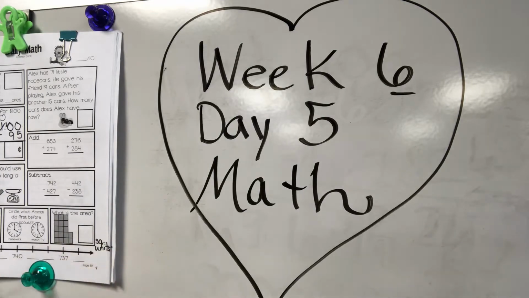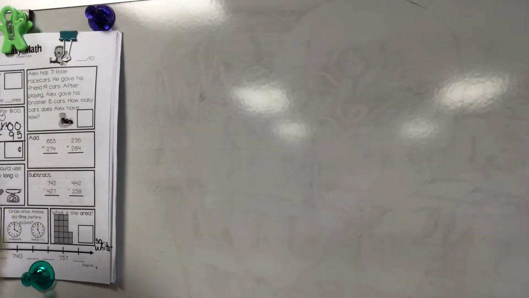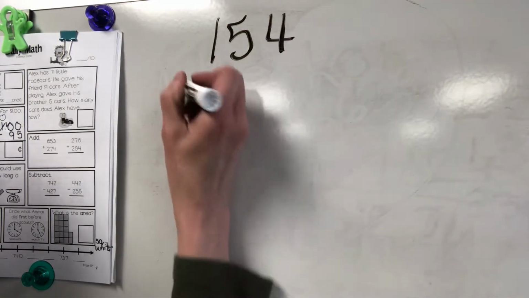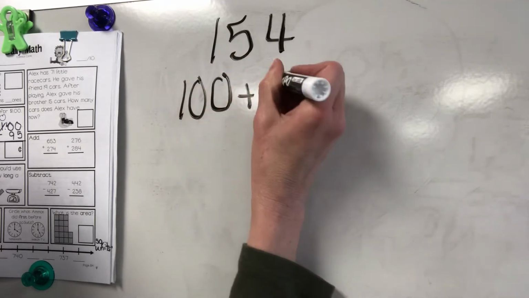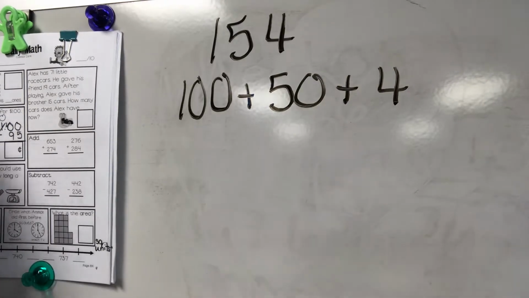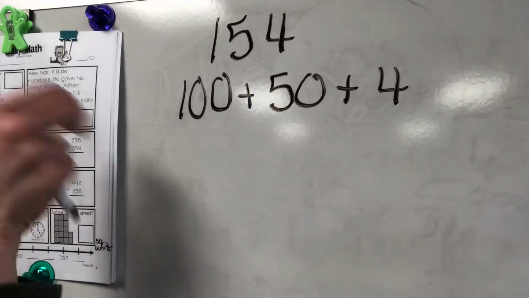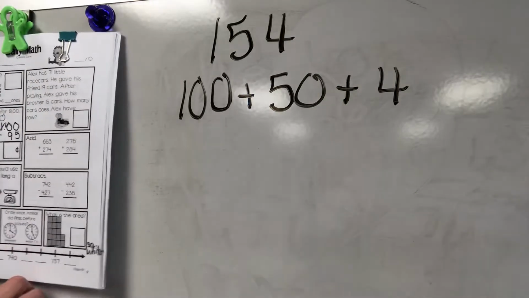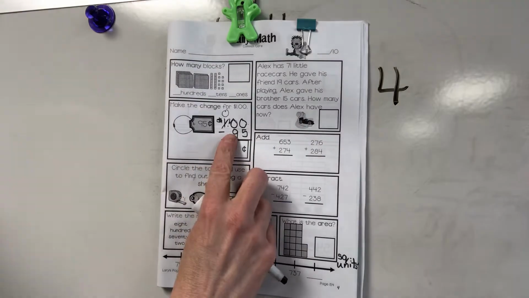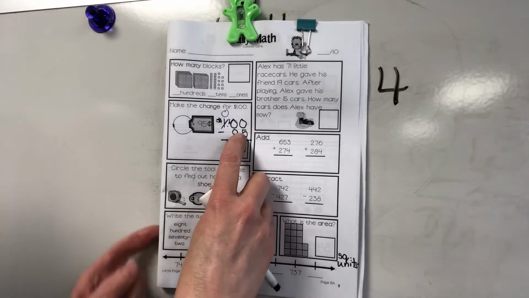So we are going to start with the daily math packet. I'm going to refer to page 154. 100 expanded form plus 50 plus 4. When we look at page 154, we have to make change, and we're subtracting 95 cents from $1.